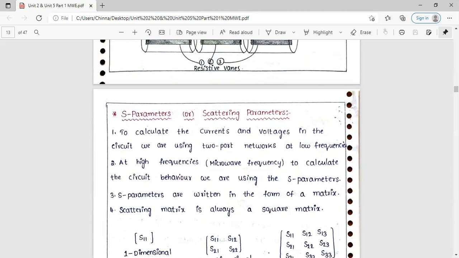Here, S parameters are written in the form of a matrix. S parameters are measured in matrix form only. And this scattering matrix is always a square matrix.